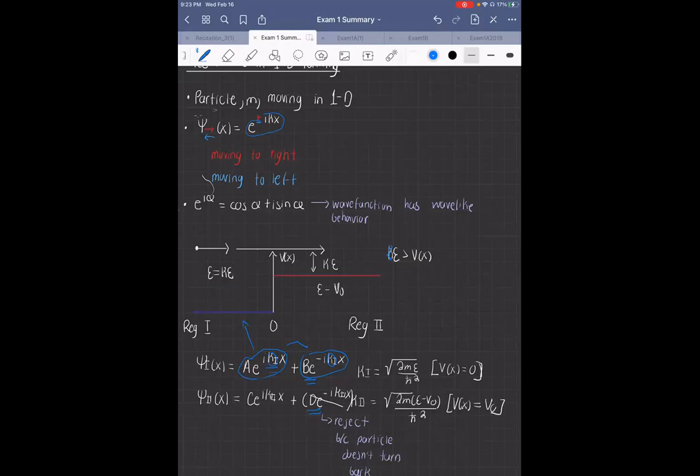After it passes the barrier, the wave function can be described with this equation. It's always going to the right because it's not going over a barrier after that. It's just going straight through. Does that make sense?